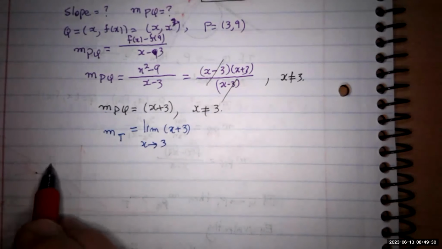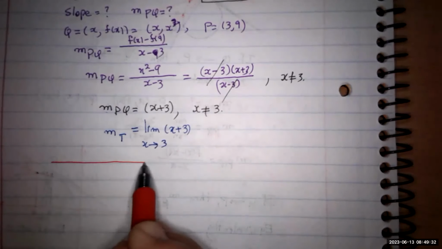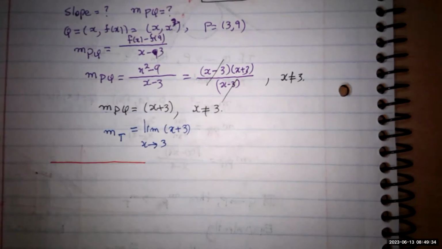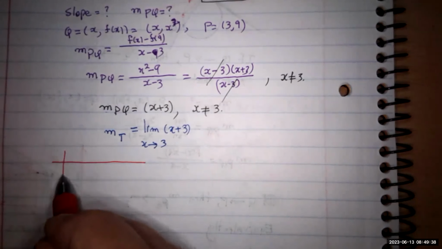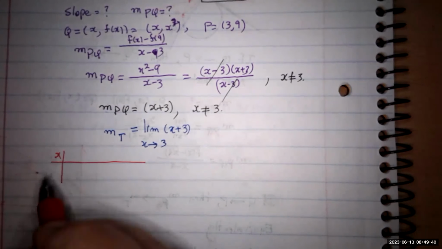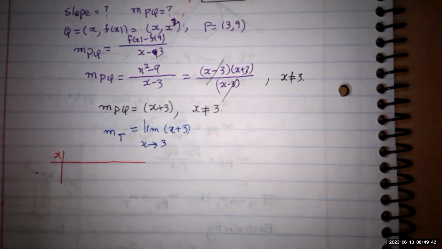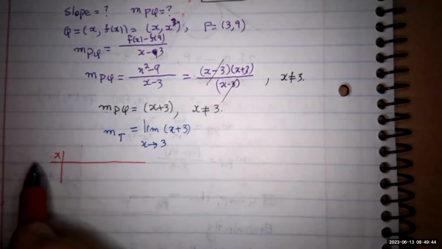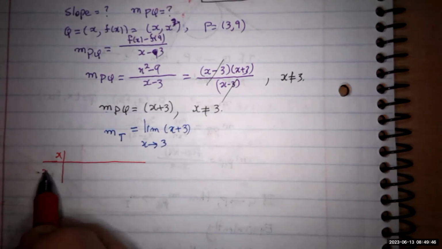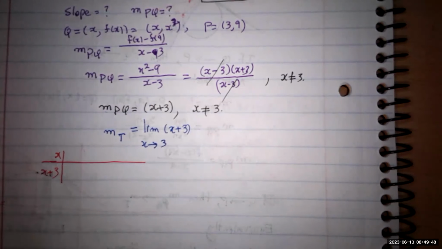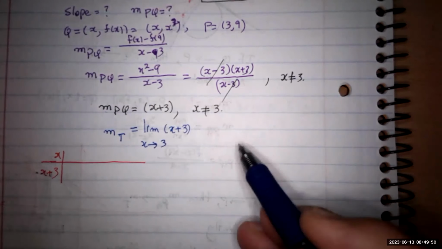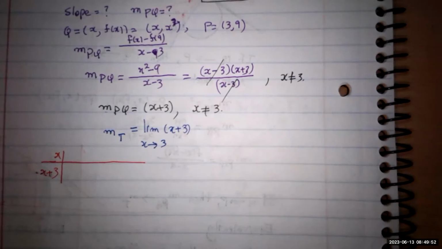So we have to draw a chart, if you like. You pick some x and find the corresponding values for x plus 3. Remember, you want to estimate around 3.